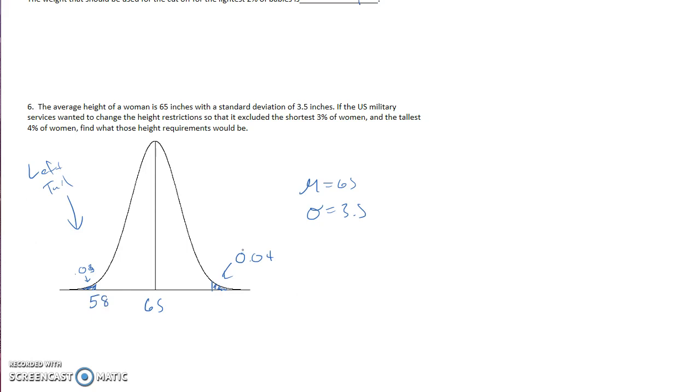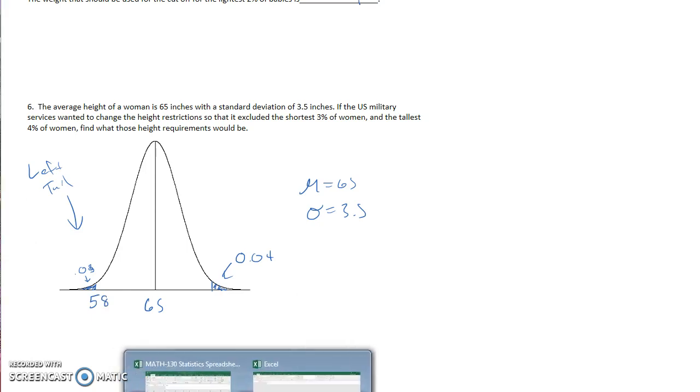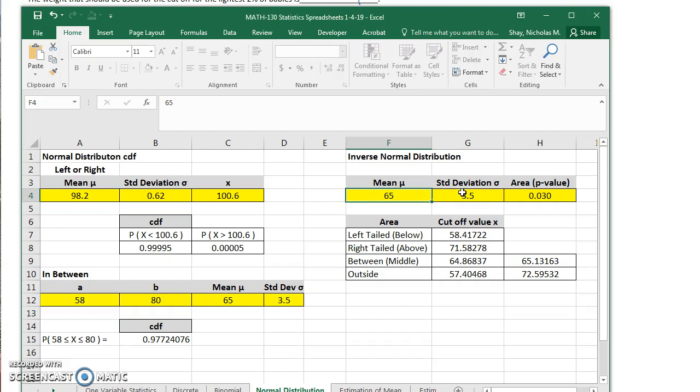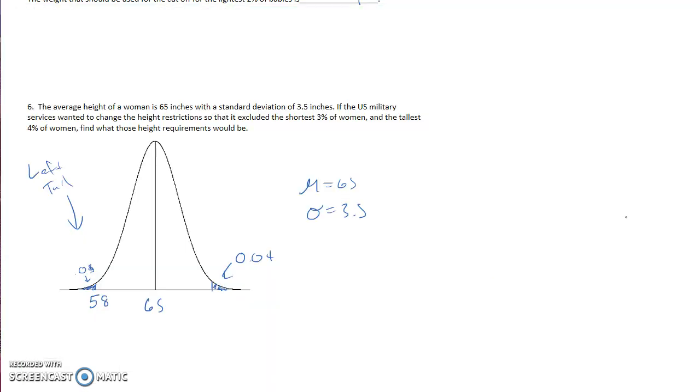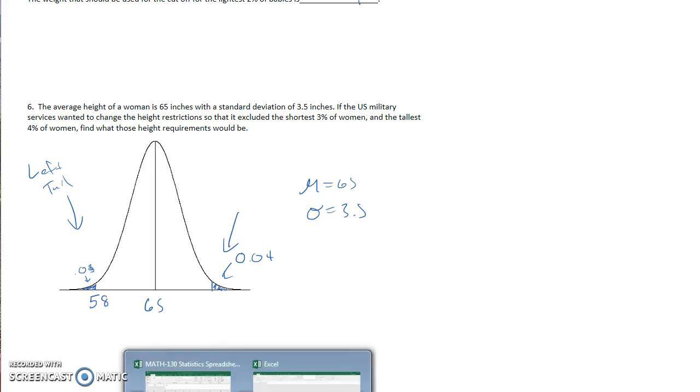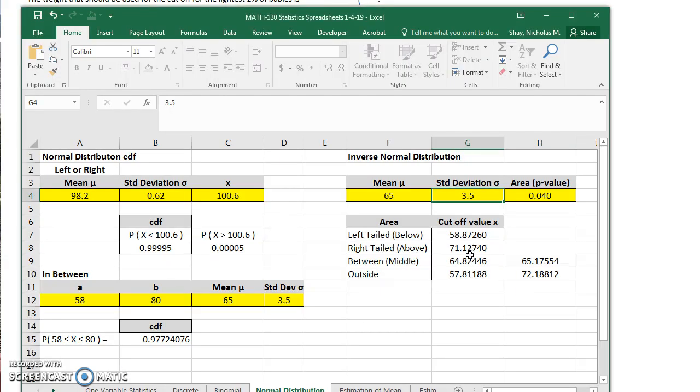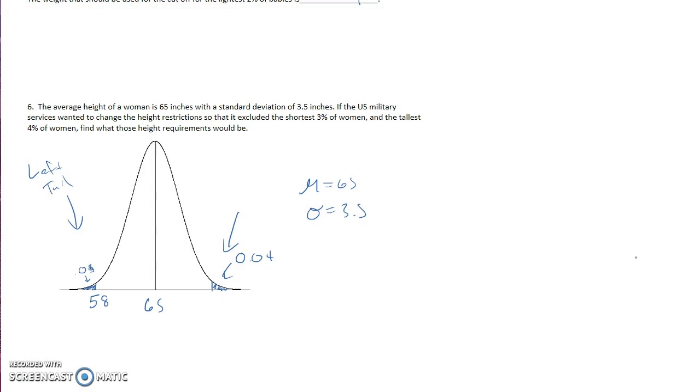And now the tallest 4% of women. The mean stays the same, the standard deviation stays the same. We're going to use 0.04. And then remember, is this a right tail or a left tail? Since this is a right tail, we're going to make sure we read that value off the Excel spreadsheet. So the right tail is 71.